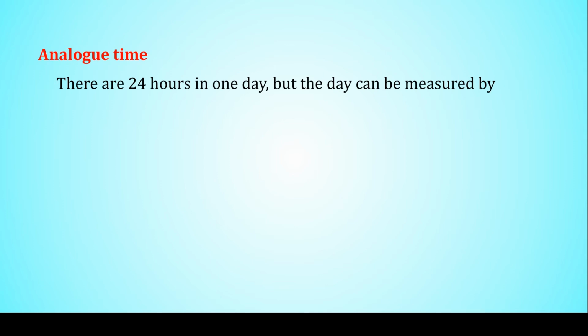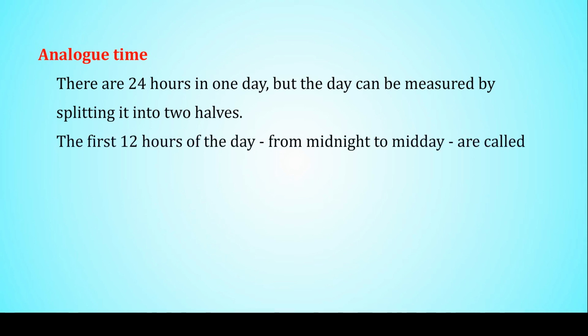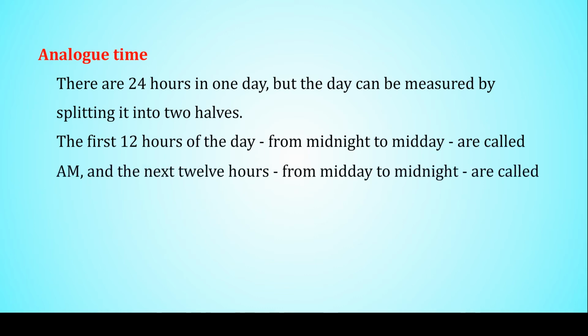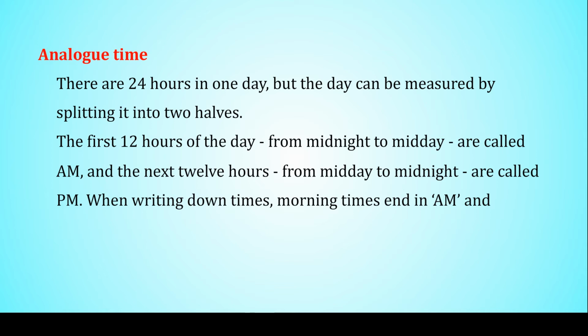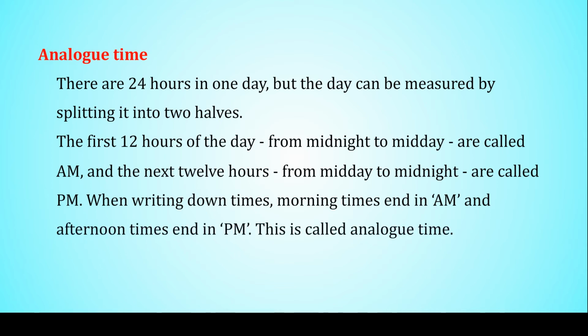Analog time. There are 24 hours in 1 day, but the day can be measured by splitting it into 2 halves. The first 12 hours of the day, from midnight to midday, are called AM, and the next 12 hours, from midday to midnight, are called PM. When writing down times, morning times end in AM, and afternoon times end in PM. This is called analog time.